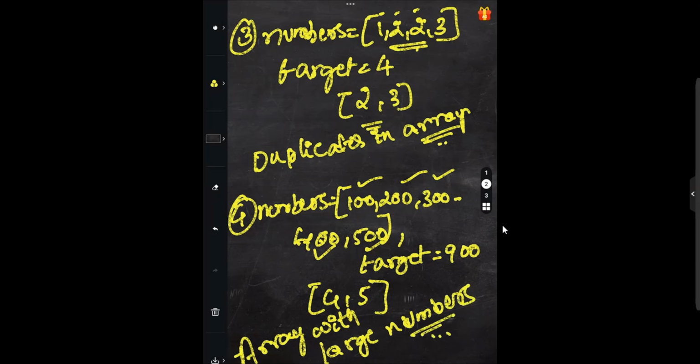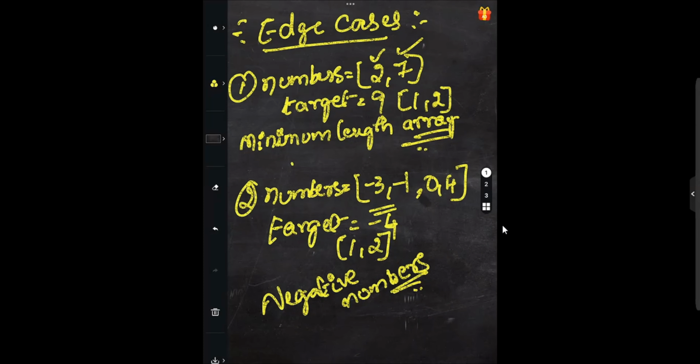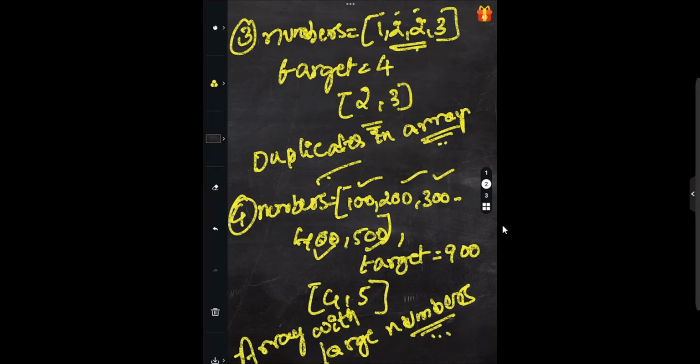So these are the 4 edge cases that we need to consider. I hope all the edge cases are clear. The first edge case is the minimum length array. Second one was for the negative numbers, the third one was for the duplicates in the array, and the fourth one was for the array with large numbers.